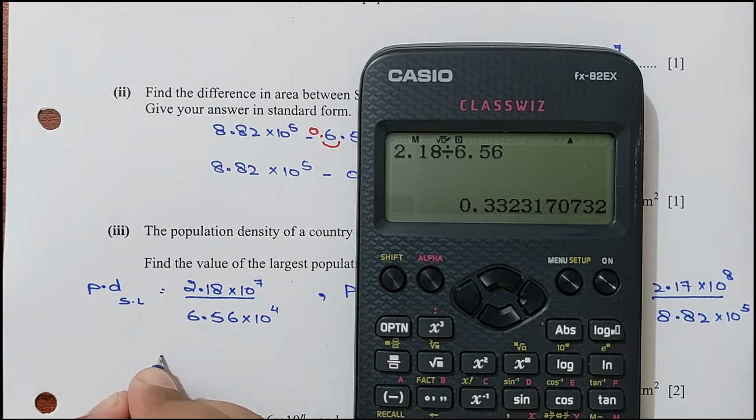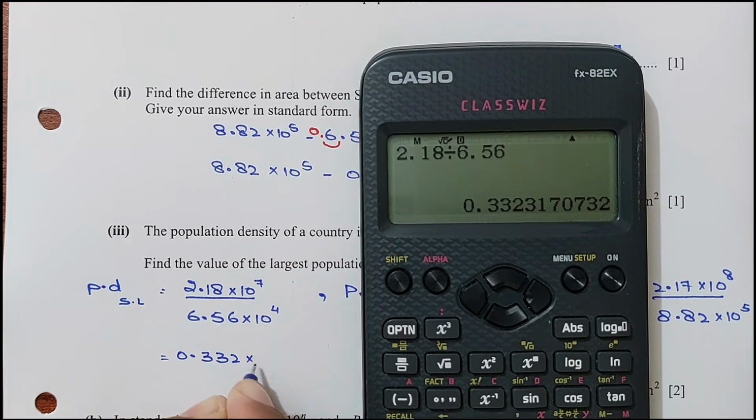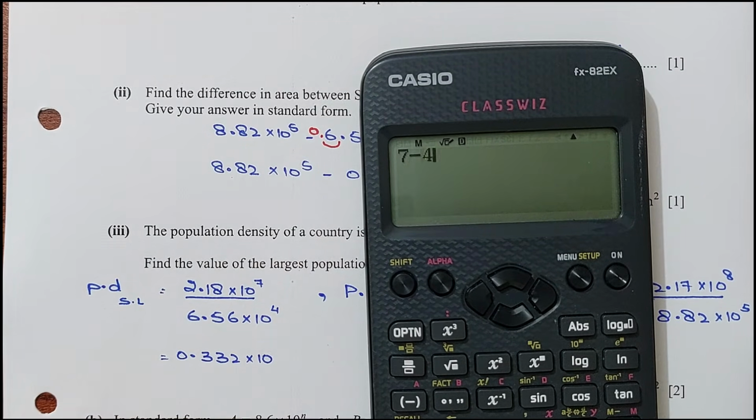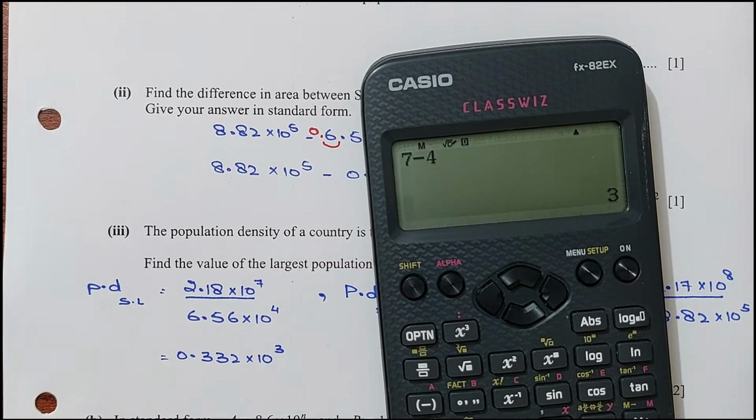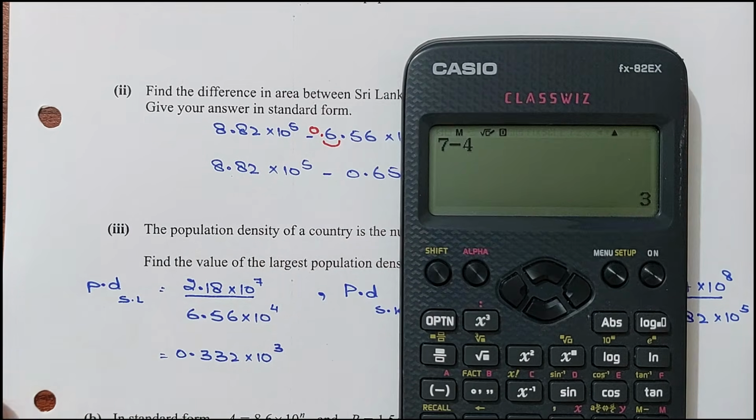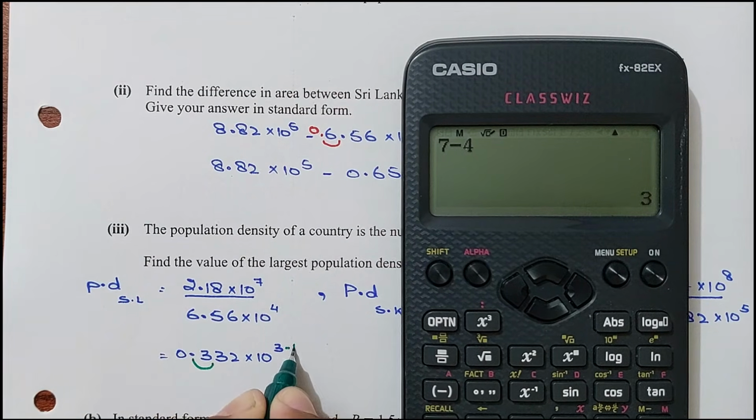Okay, this would be equal to 0.332 times 10 to the power 7 minus 4, which equals 3, right? When I shift one decimal point to the right side, this becomes minus 1. So this would be 3.32 times 10 to the power 2, right?